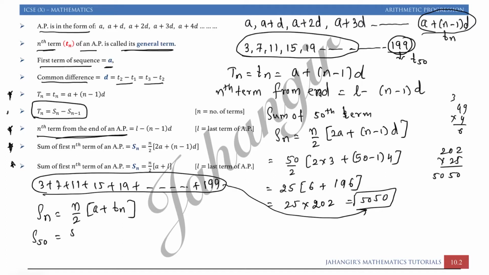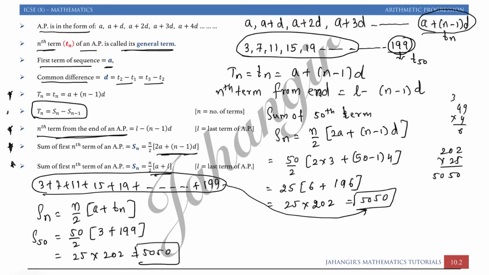So here I can use 50 by 2. First term is what? 3 plus last term was 199. See, we are getting the same total, that is 25 into 202, that is again 5050. So here you have to remember these two formulas for sum of the nth term of an AP.